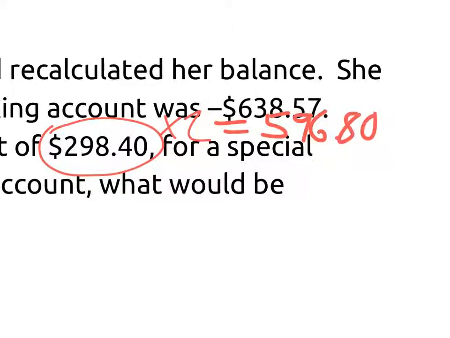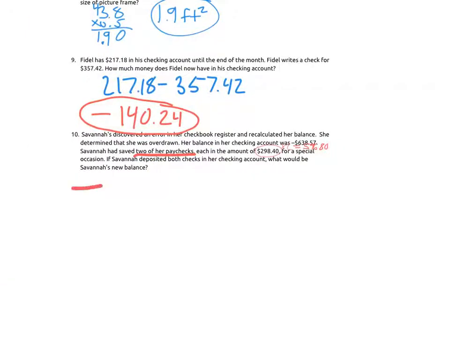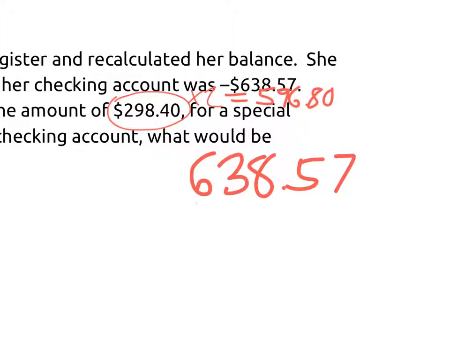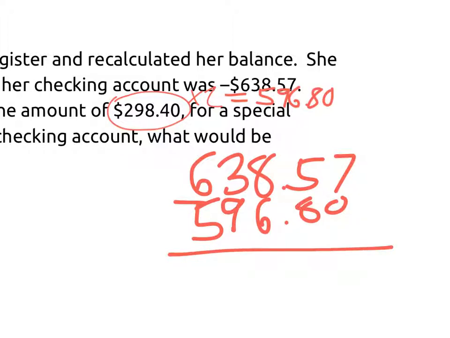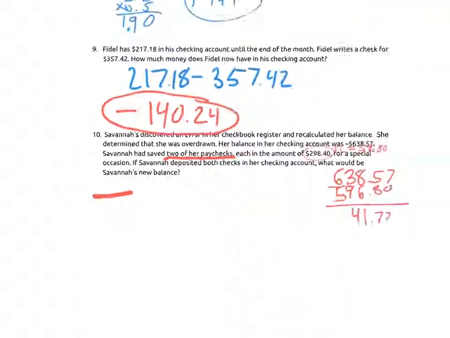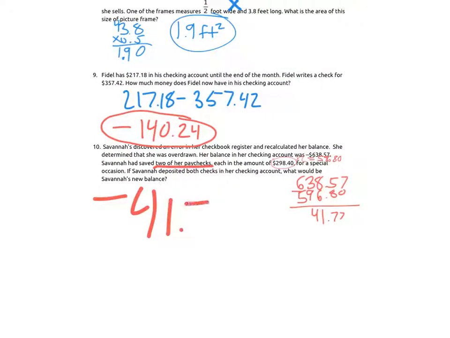Okay, so we know our final answer is still going to be negative. So I'm going to write this over here off to the side. I know it's going to be negative. So I'm going to take the $638.57, and I need to find out the difference between these two. So I'm going to take 596.80. We're going to be subtracting these two. And again, I'm going to kind of cheat just to quit wasting so much time. We get 41.77, and again, this ends up being negative because we knew she didn't deposit enough. So that's going to be a negative 41.77. So that's how much money she still owes even after depositing.